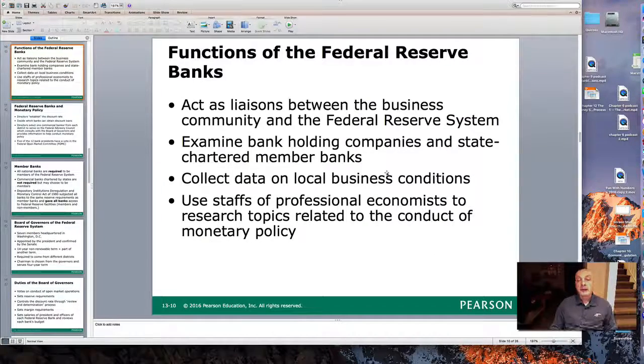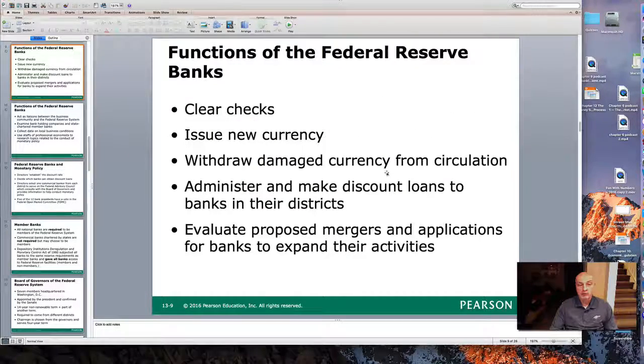They act as liaisons between the business community and the Federal Reserve System. They will also go ahead and conduct bank audits, or they will examine bank holding companies and state chartered banks. They collect data on local business conditions, and they also have a staff of professional economists that will research topics that relate to monetary policy. So the Federal Reserve banks perform quite a few different functions.